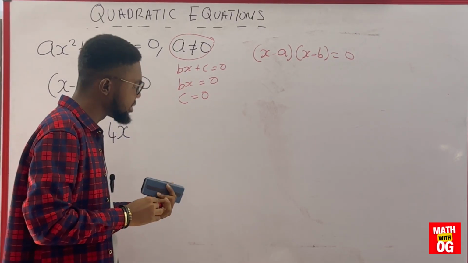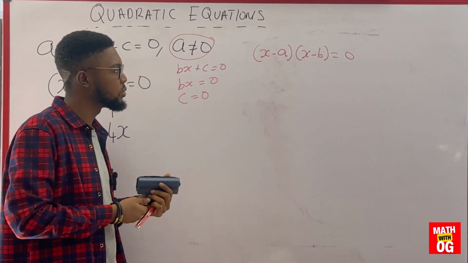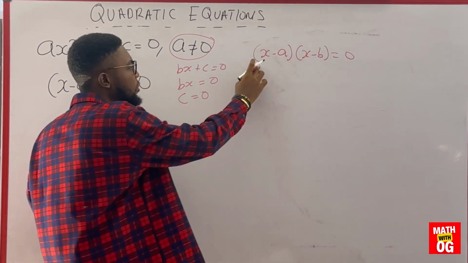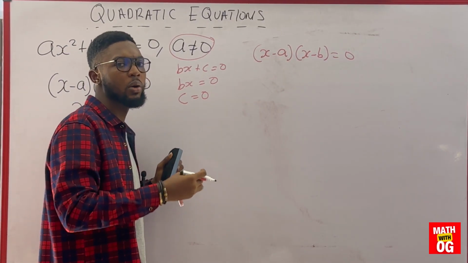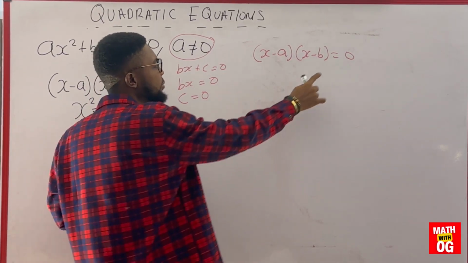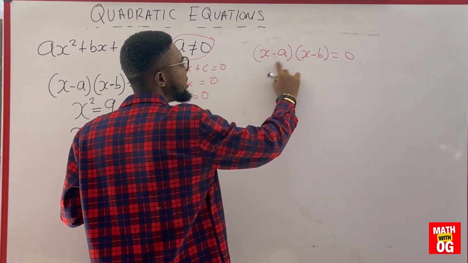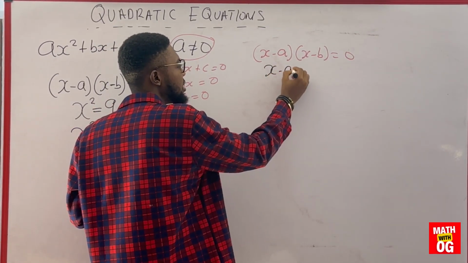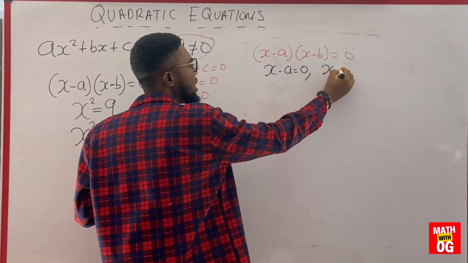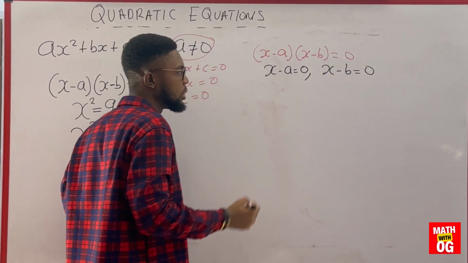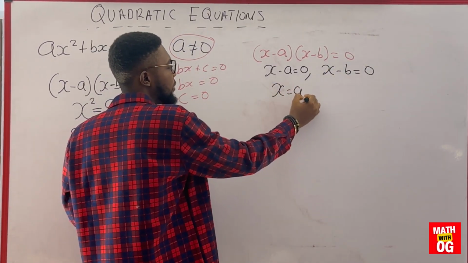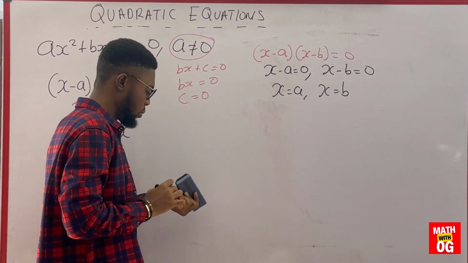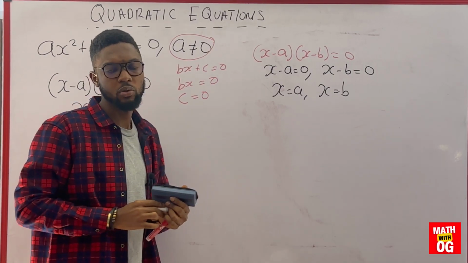So what this simply means is that the product of two numbers is equal to 0. Now, for the product of two numbers to be equal to 0, one of the numbers has to be 0. So it's only when 0 multiplies a number that you have a product of 0. If none of these is 0, the product can never be 0. So, it is either x minus a is equal to 0 or x minus b is equal to 0. Now, x will be equal to a or x will be equal to b. So this is how you approach a question whenever you have the product of two numbers equal to 0.